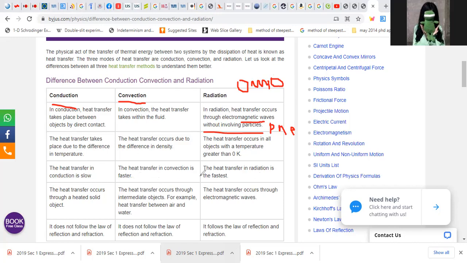So which one is fastest? Conduction? No, very slow. Convection is faster. Then radiation is fastest. You know why radiation? Because the wave travels very fast, at the speed of light. The electromagnetic wave travels at the speed of light. Okay, understand? And convection needs a liquid present, because it can move. It can be considered convection because it can move. Okay.